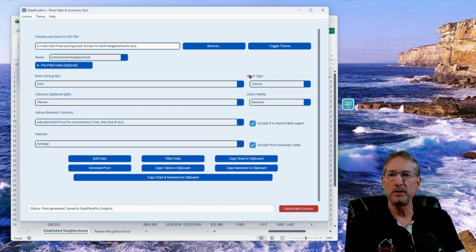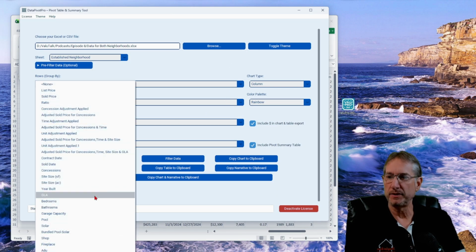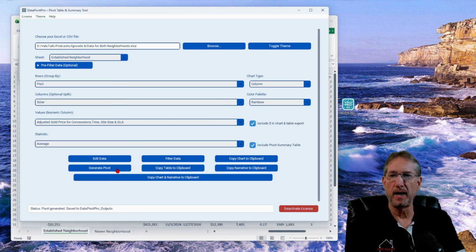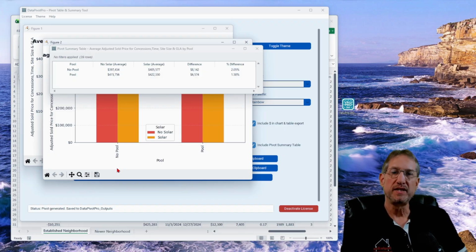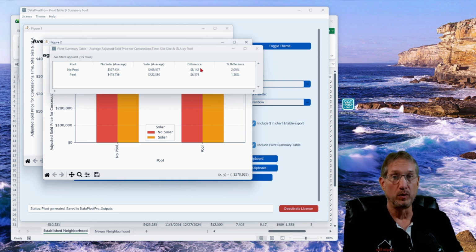All right, so let's go ahead and split this by solar now and see what kind of interaction we get. So solar behaves differently depending upon whether a pool is present. Without a pool, solar adds 8,142. Now with a pool, solar's adding about 6,574. Already that's $1,500 less. Same feature, different environment. Now that's interaction, and we haven't even controlled the market yet.